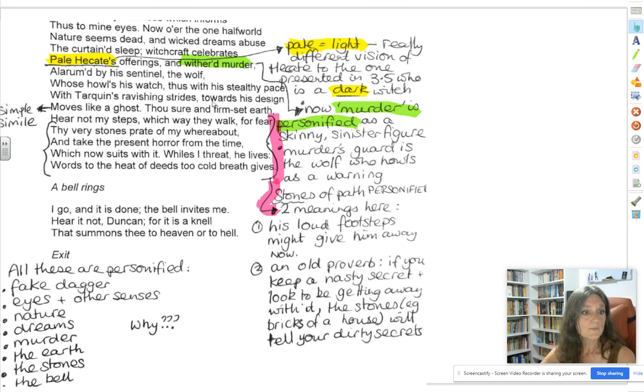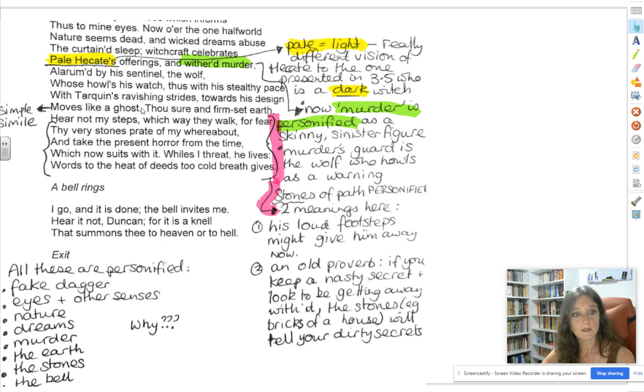He goes on and compares murder, with his stealthy pace, to Tarquin's ravishing strides. Stealthy means he's moving efficiently and effectively, but with stealth, so quite silently. Ravishing strides means he really, really wants to do it. So murder really wants to commit this crime, which is being compared, as we've already discussed, to the rapist Tarquin. Murder is described as moving like a ghost. A really simple little simile in there, moving like a ghost.